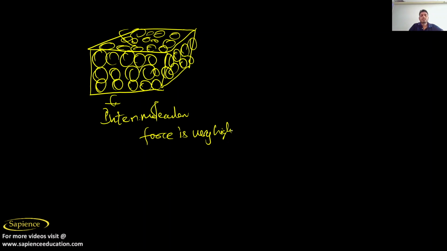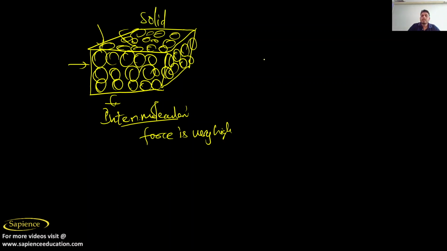If the intermolecular force is very high, then there will be a strong bond, and due to this strong bond it won't change its shape automatically. I hope you have understood. When the intermolecular forces are very strong, then even if you apply a force, it won't change. So this is a solid body.